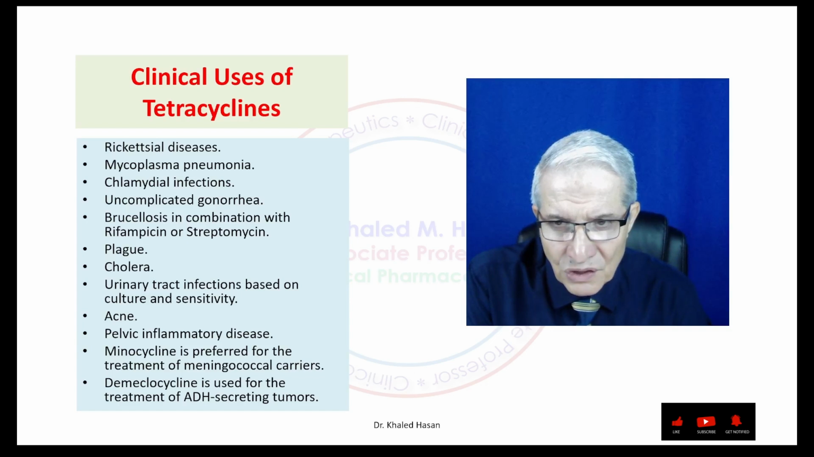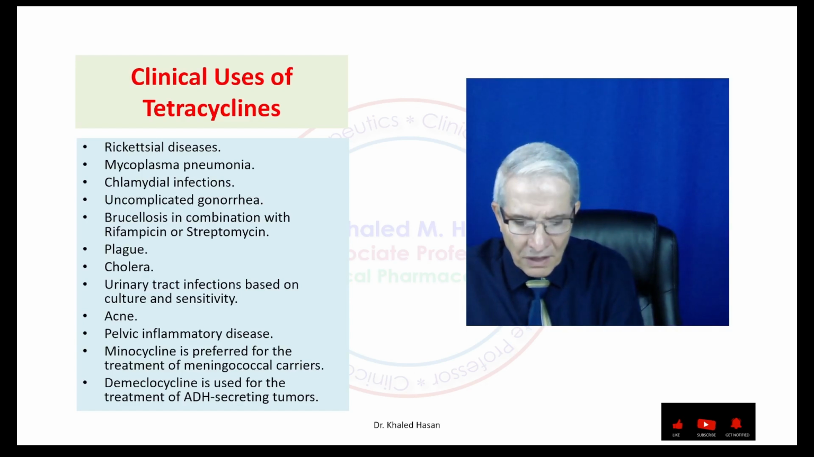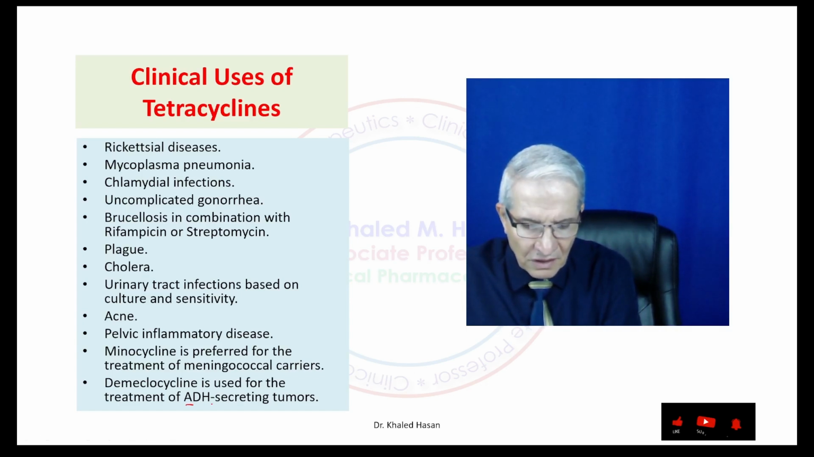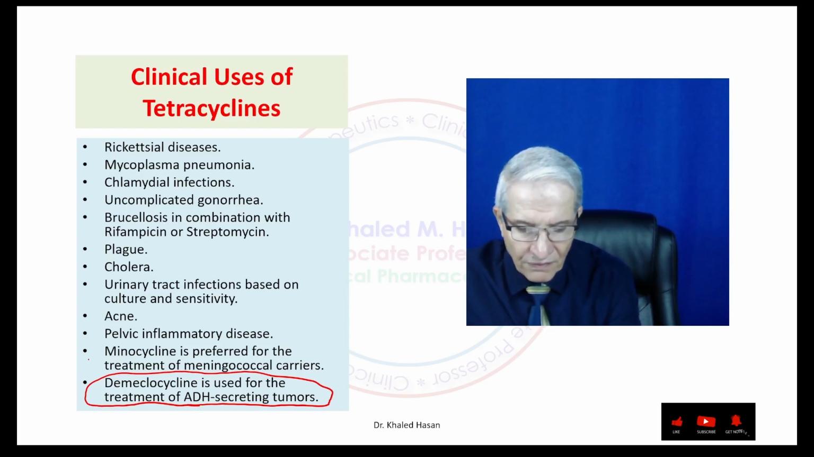Demeclocycline is used for the treatment of tumor-secreted ADH. You can see here the last one in the group. I will highlight it here. We use demeclocycline for the treatment of ADH-secreting tumors. Minocycline, we use it for patients suffering, for example, from meningococcal carrier state, pelvic inflammatory disease, and acne. I prefer to put 4+ for acne.